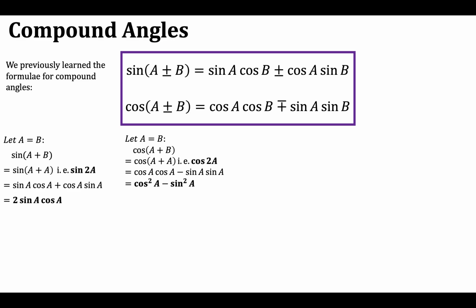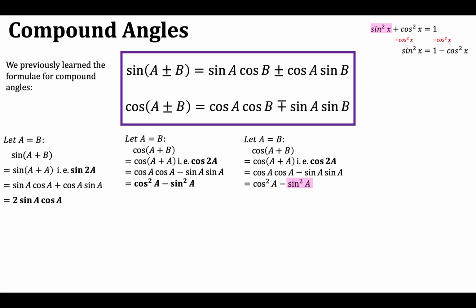Now, we can actually rewrite this in 2 other forms as well. So if we go back to this part, and hopefully you remember from National 5 that I have another way of expressing sine squared of A and cos squared of A. So we learned the identity in National 5 that sine squared x plus cos squared x was equal to 1. And if we change the subject of the formula to sine squared of x, we get 1 minus cos squared of x. So we can now replace sine squared of A with 1 minus cos squared of A. And simplifying will give us cos squared of A minus 1 plus cos squared of A, which means we have 2 cos squared A minus 1.